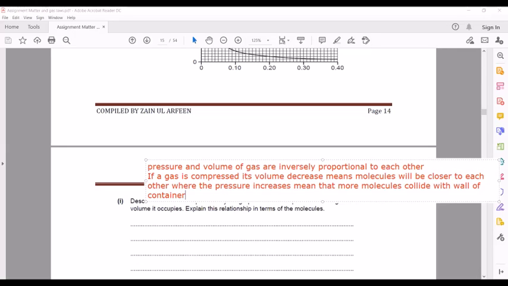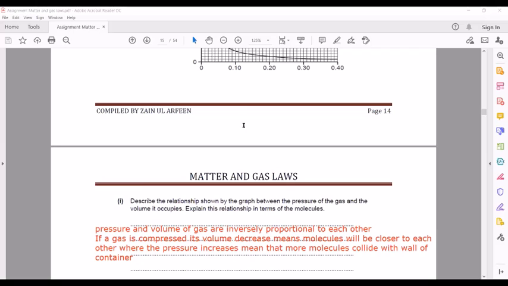One is for showing a relation. You will mention pressure and volume are inversely proportional to each other. What does it mean? It means if a gas is compressed, the volume, the space occupied by the molecules, will decrease, but as the volume decreases, the molecules will collide often with the wall, or frequently with the wall, so it will increase the pressure. So this is the answer which will give you 3 marks.